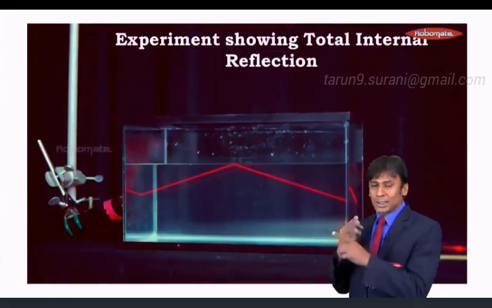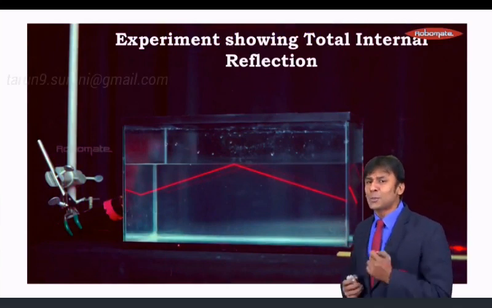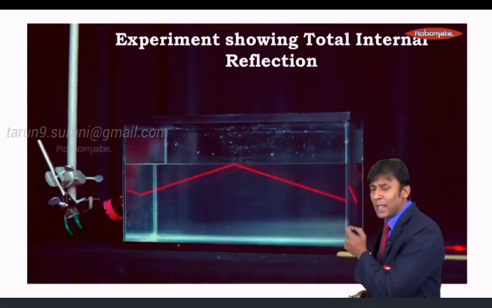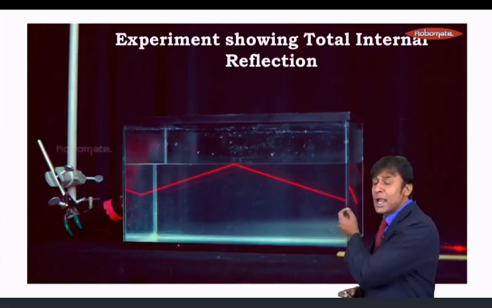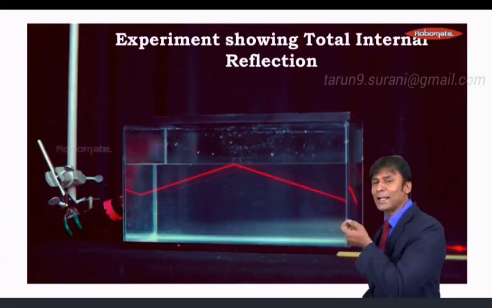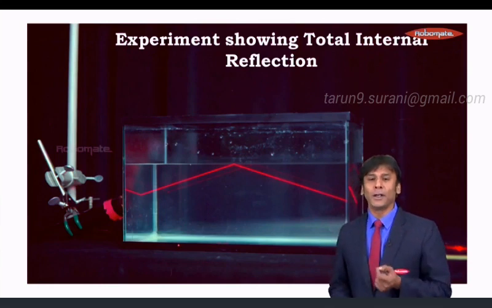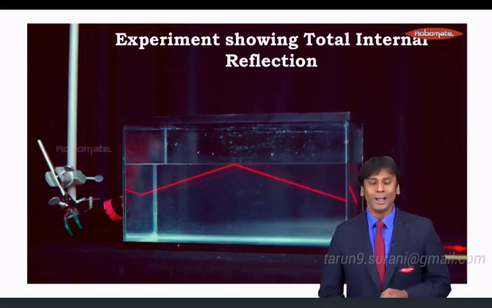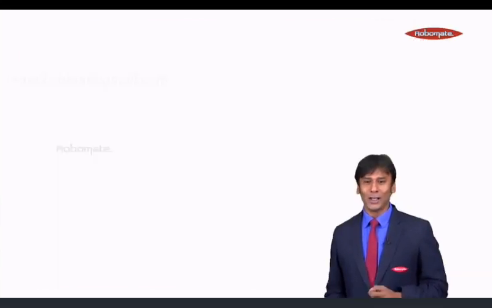So students, this you can see is an actual experiment of total internal reflection. Here a beam of red light has been made incident at the interface, and you can see when it is hitting the interface at an angle greater than the critical angle, the entire light is coming back into water, and this is total internal reflection.